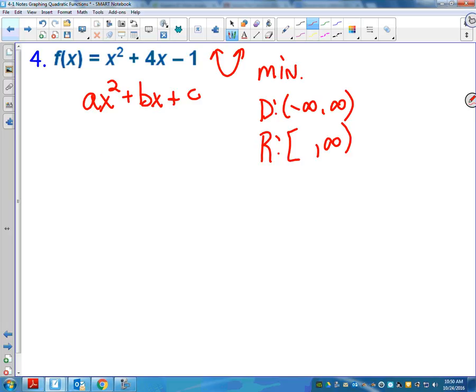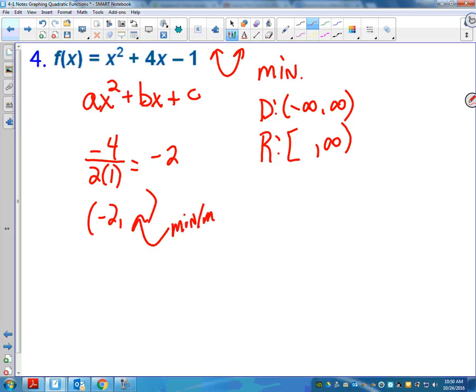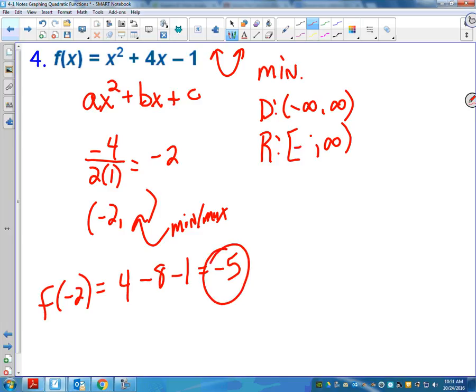And so then this is the part that you have to do. The negative b, so negative 4 over 2 times a, which does give me negative 2. But that is not my minimum value, right? That's the x-coordinate of my vertex. And this is your max or minimum, right? The y value. So you have to make sure you plug that back in correctly, either with or without a calculator. And on this one, we would get 4 minus 8 minus 1, or negative 5. Should you get negative 5? Yeah. So the minimum is negative 5, and then that's what goes in my range value there.